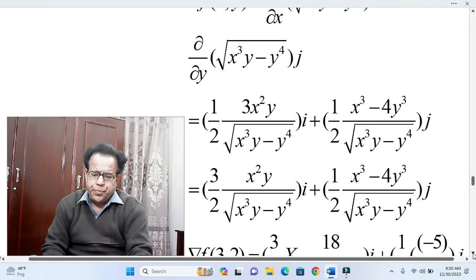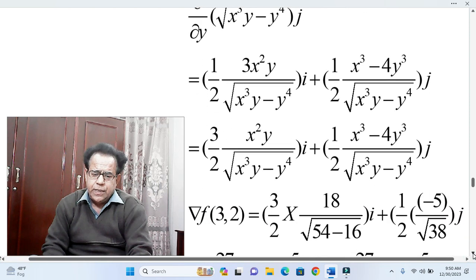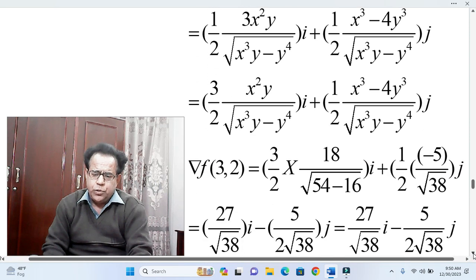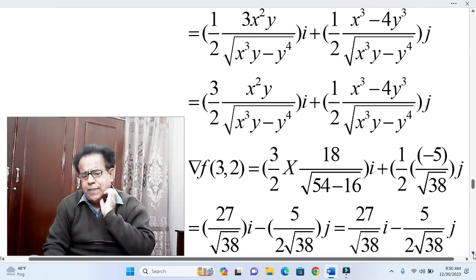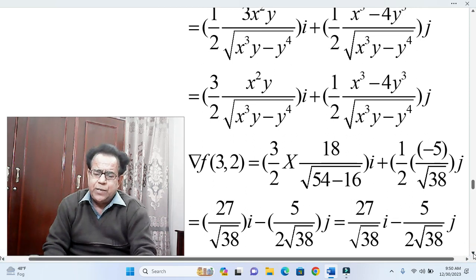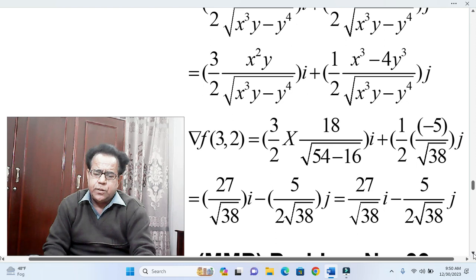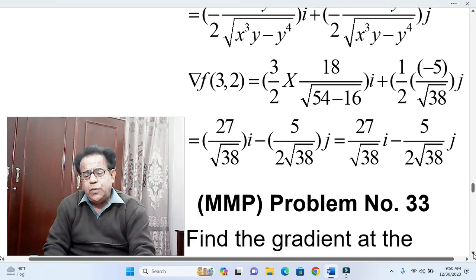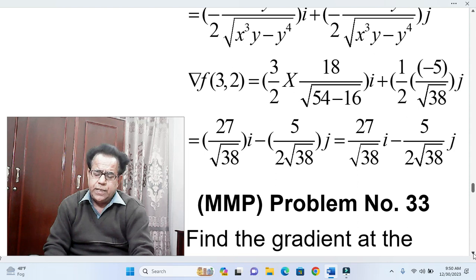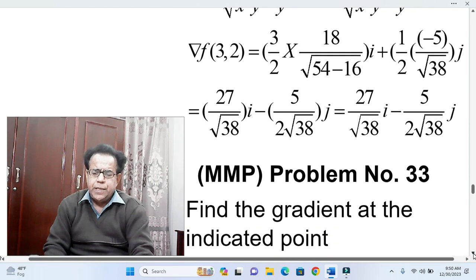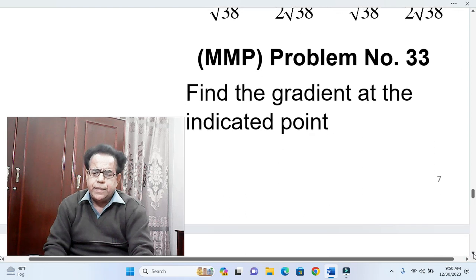In the last we have put the value 3 in place of x, and in place of y we have used value 2. So I think it is quite okay. I think we should move forward. Mathematical methods in physics, problem number 33.